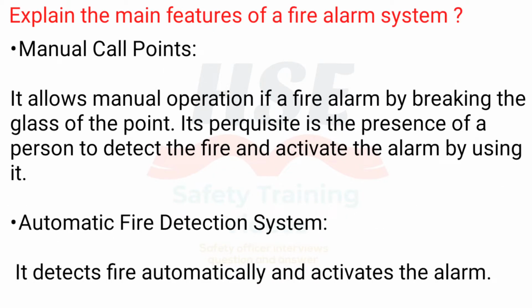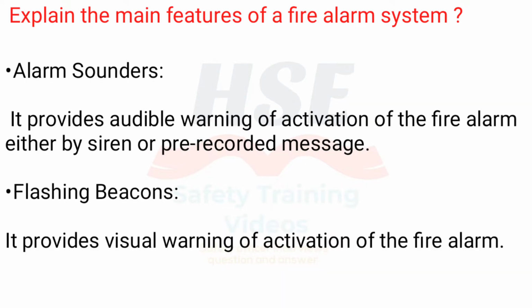Explain the main features of a fire alarm system. Manual call points. It allows manual operation of a fire alarm by breaking the glass of the point. Its prerequisite is the presence of a person to detect the fire and activate the alarm by using it. Automatic fire detection system. It detects fire automatically and activates the alarm.